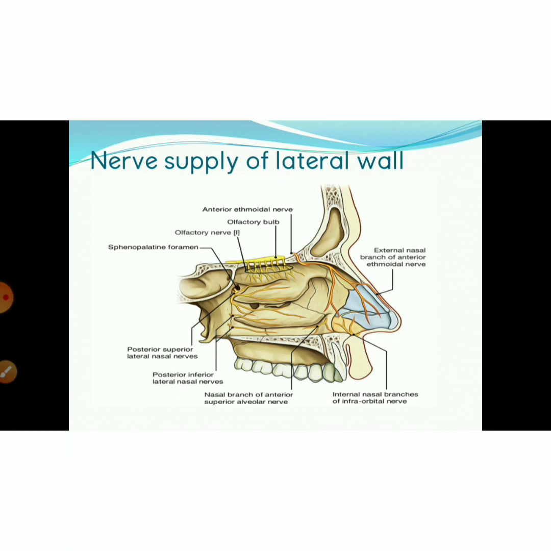Lateral group of posterior superior nasal branches from the sphenopalatine ganglion in the posterior-superior area. In the posterior inferior area, it is supplied by nasal branches of greater palatine nerve. The internal nasal branches of the anterior ethmoidal nerve in the anterior superior area, and nasal branches of anterior superior alveolar nerve in the antero-inferior area.